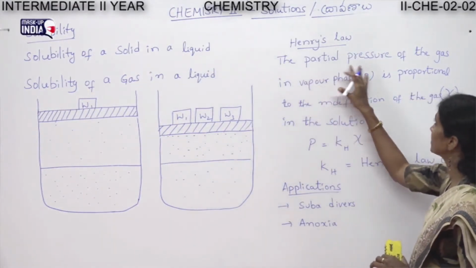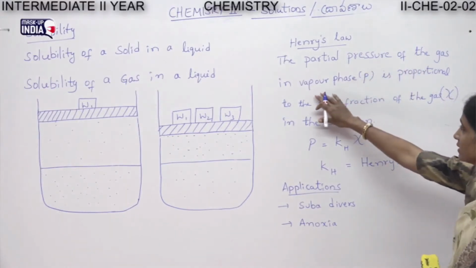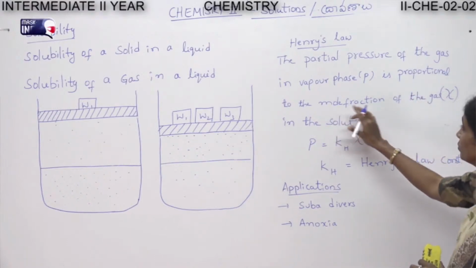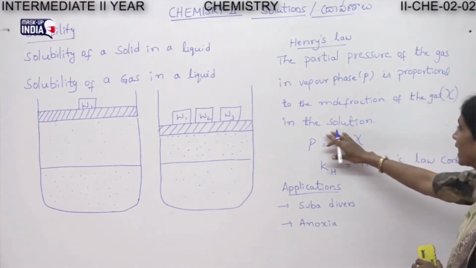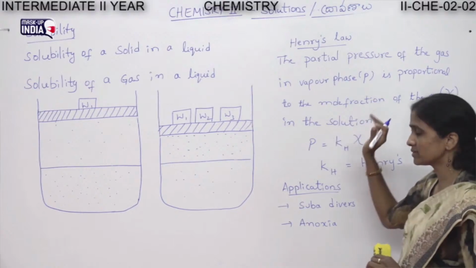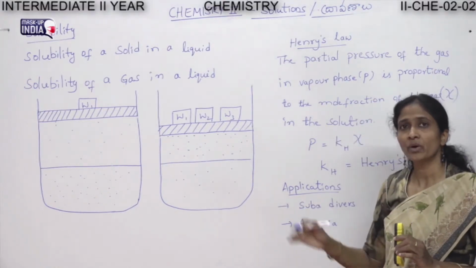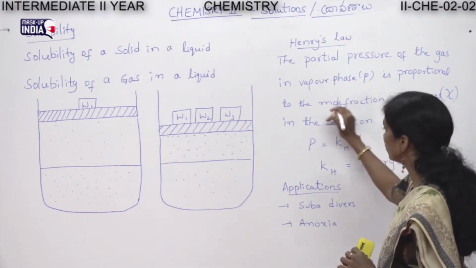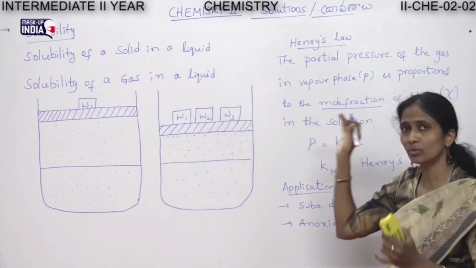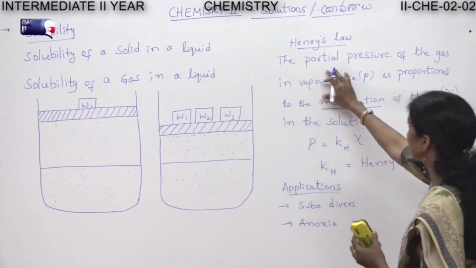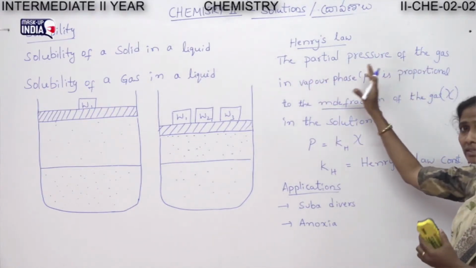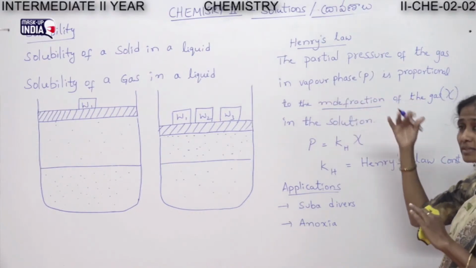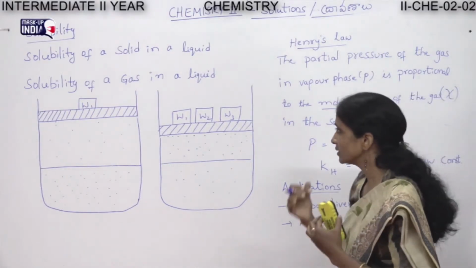The partial pressure of the gas in vapor phase is proportional to the mole fraction of the gas in the solution. What is this mole fraction? Already we have learned about mole fraction. What is this? The partial pressure of the gas in vapor phase. So what is this vapors?